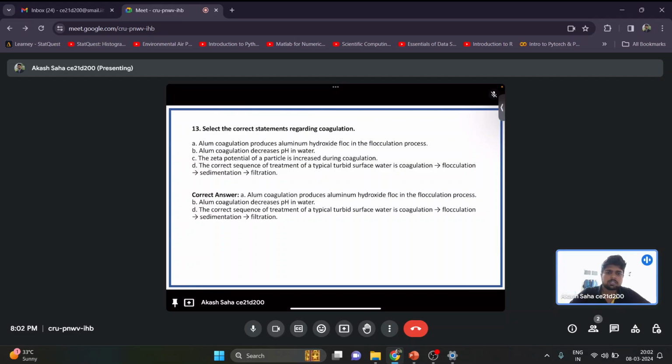Okay, so this was about the 13th question. Except for the C statement, because the zeta potential will be decreased during the coagulation process. So option C is incorrect. Move to the next problem.